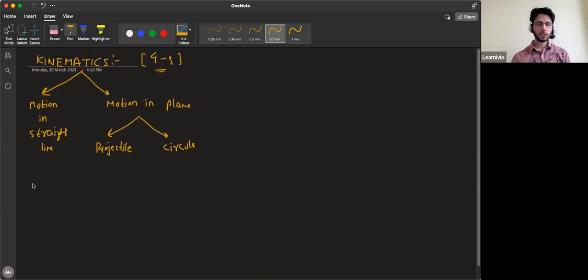So we'll start with motion in 1D. See, the motion in 1D or straight line motion. Straight line motion means 1D motion. This starts with the concept of distance and displacement. Distance and displacement.